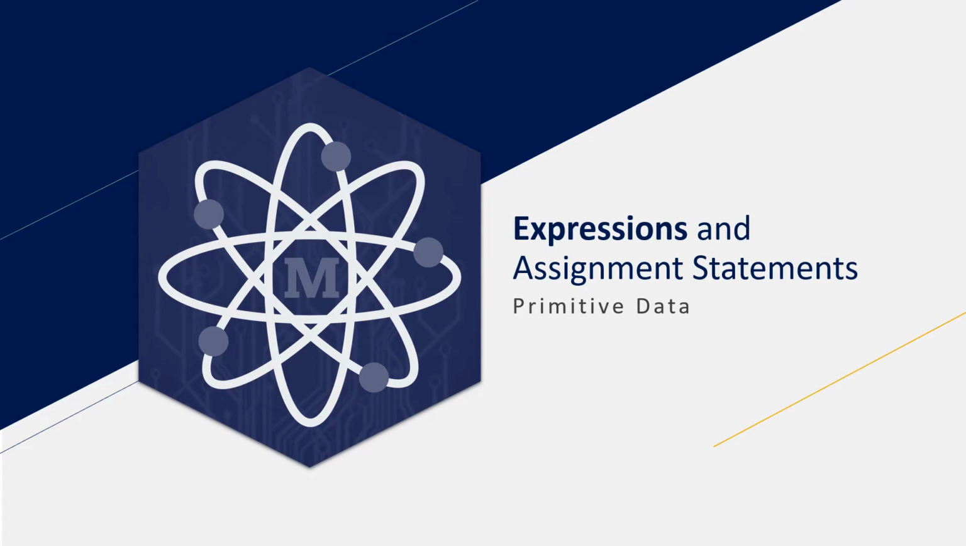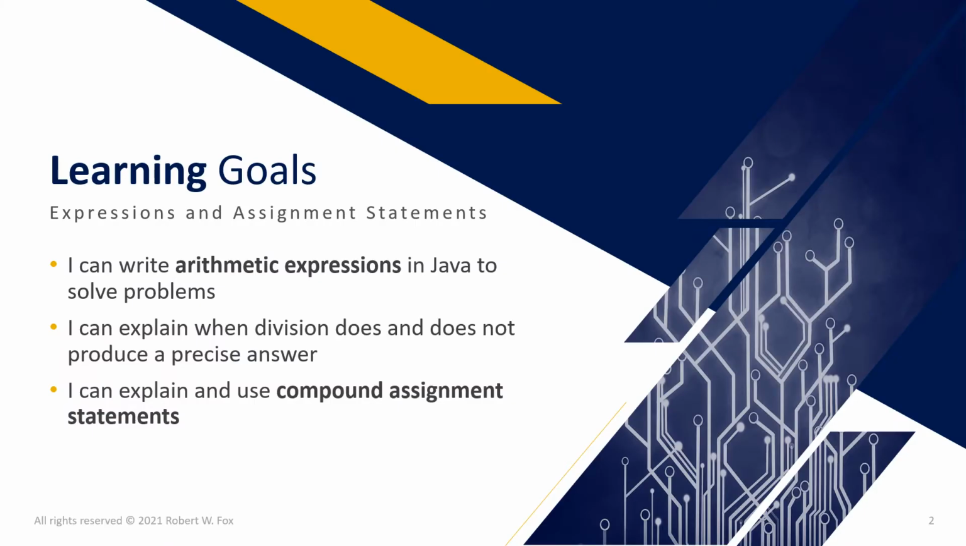Let's get started. We've got three learning goals for today. The first is that you can write arithmetic expressions in Java to solve problems. The second is that you can explain when division does and does not produce a precise answer. And finally, you need to be able to explain and use Java's compound assignment statements.